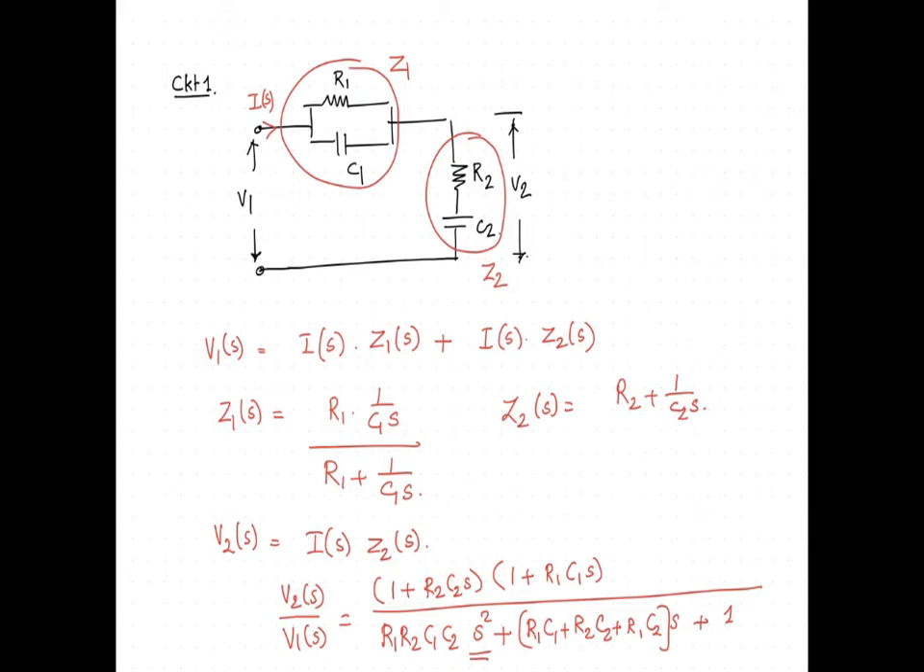Here we can define the physical concept of order of the system. Order of the system is nothing but the number of independent charge storage elements. As far as this circuit is concerned, the number of independent charge storage elements is 2. That is, we have one capacitor here and another capacitor here. They are independent in the sense the current through the capacitor and voltage across the capacitors are totally different. So the order of the system is 2.